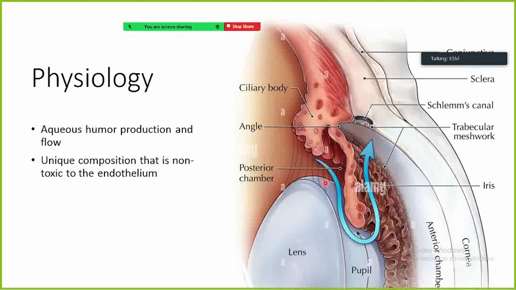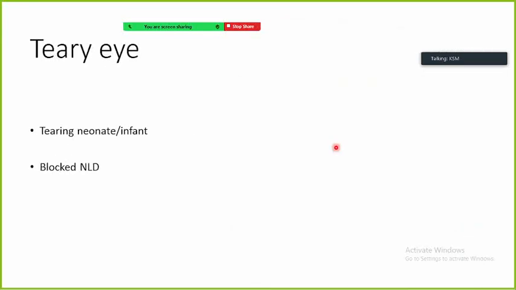So we'll be talking a little bit about glaucoma. As I said, the ciliary body produces the fluid, which comes through the pupil and drains into the angle, and there's a small canal which drains it. So when there's an imbalance between input and output, then you will have high intraocular pressure.